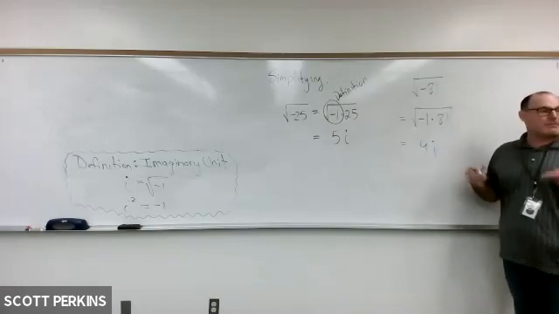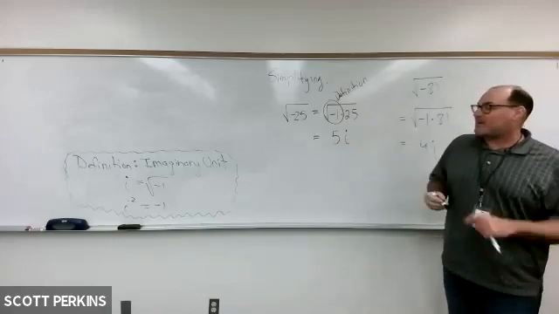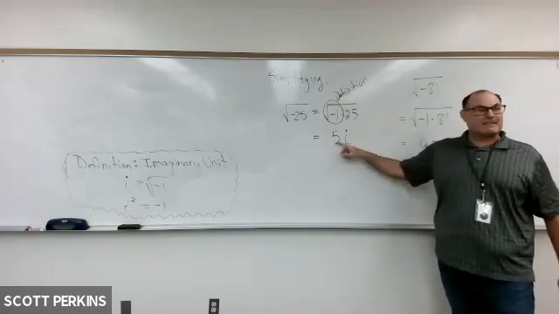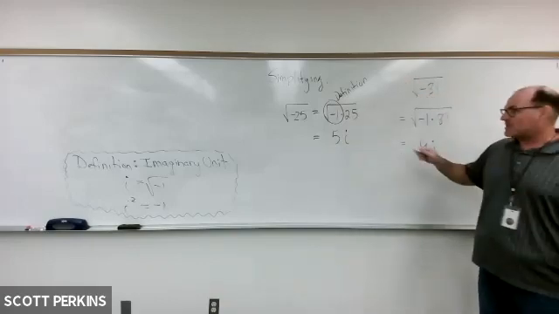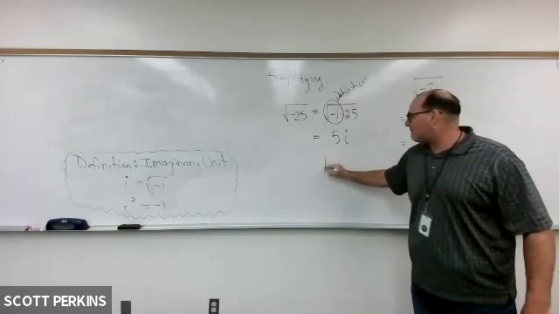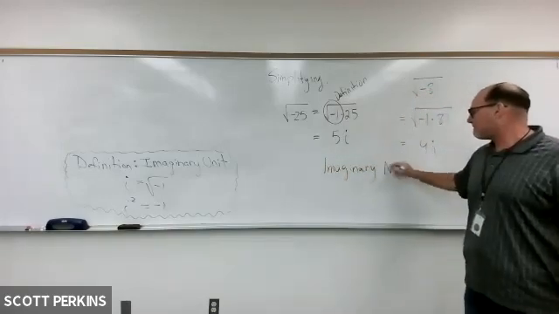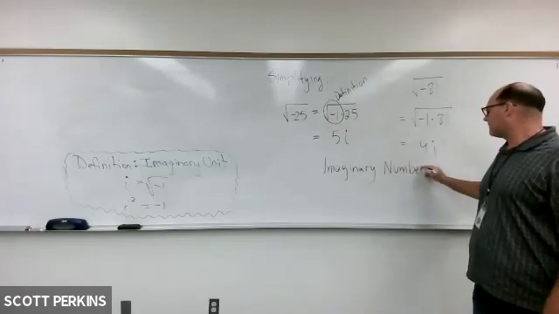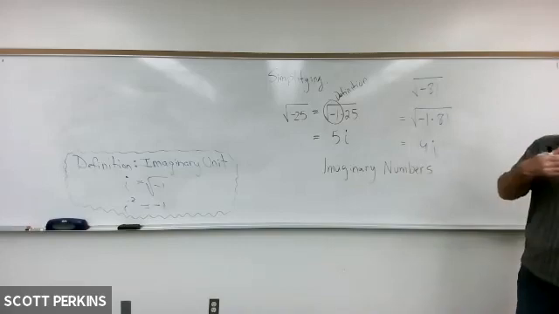Let me just mention something before I end up erasing these. If I is defined to be the imaginary unit, whenever you have something times I, like 5 times I or 9 times I, or on my next couple of examples, these are called imaginary numbers. Imaginary numbers are something times I.